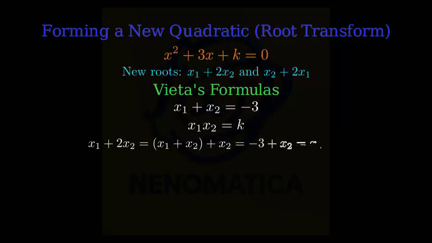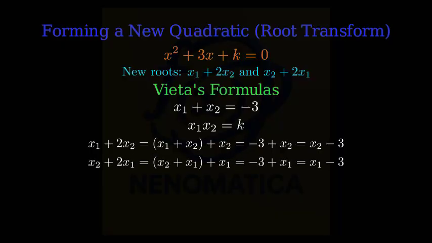x1 plus 2x2 equals (x1 plus x2) plus x2, which equals -3 plus x2, that is x2 minus 3. Similarly, x2 plus 2x1 equals (x2 plus x1) plus x1, which equals -3 plus x1, that is x1 minus 3. Step 3. Notice both new roots are the old roots shifted 3 units to the left. In other words, each new root equals old root minus 3.